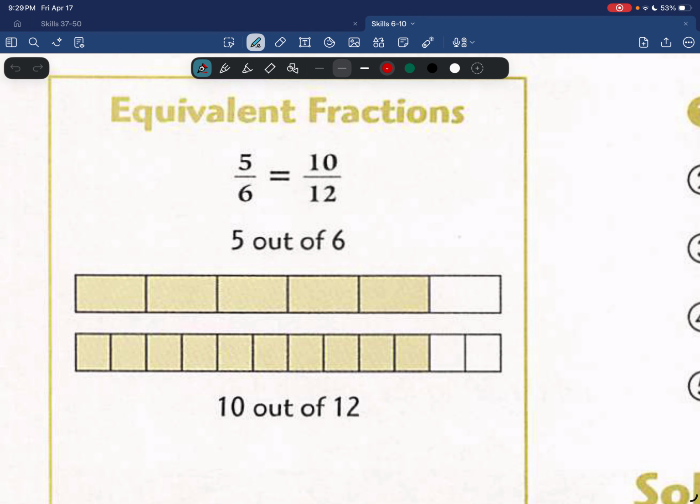The internal value, the DNA of these fractions is the same. It's the same amount, but they look different. They're in different terms. And to illustrate that, they're using the fraction 5 out of 6 and 10 out of 12. And they've drawn those out. The first bar is marked into 6 equal parts. 5 of them are shaded. The bottom bar is marked into 12 equal parts, and 10 of them are shaded. And those are indeed the same amount. They're just expressed in different terms.